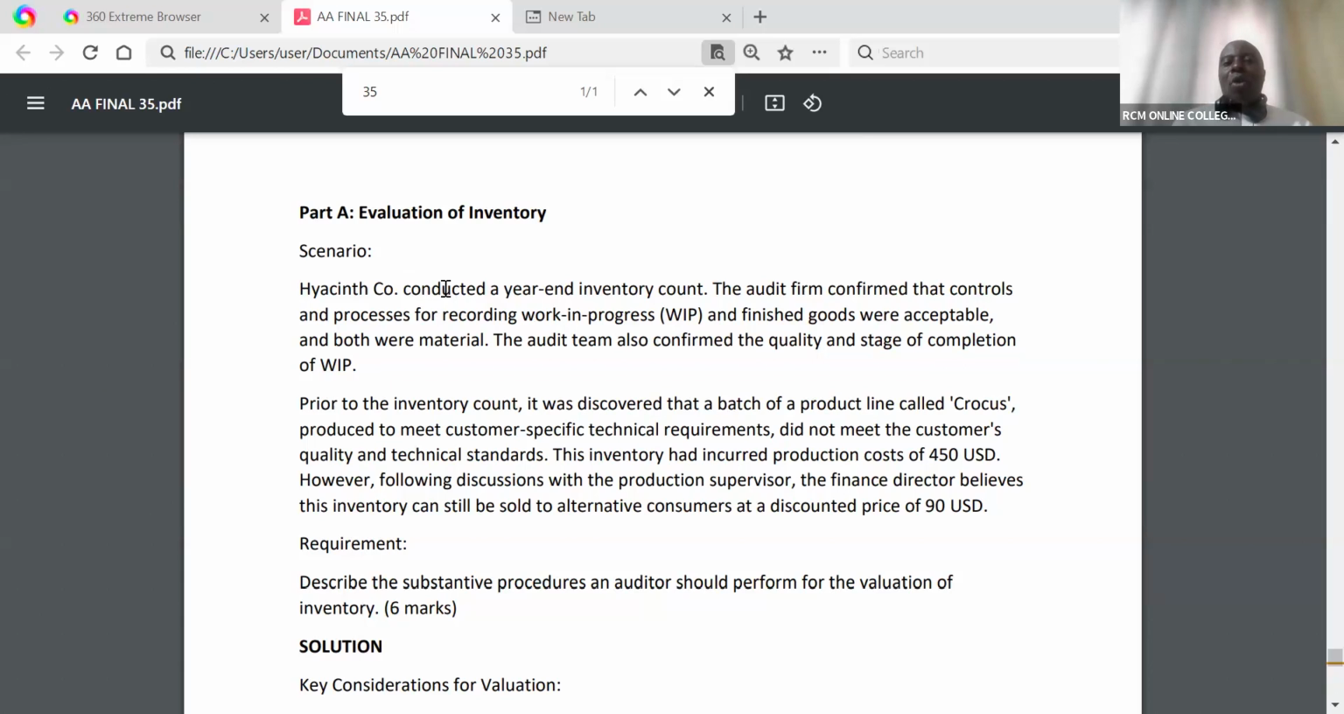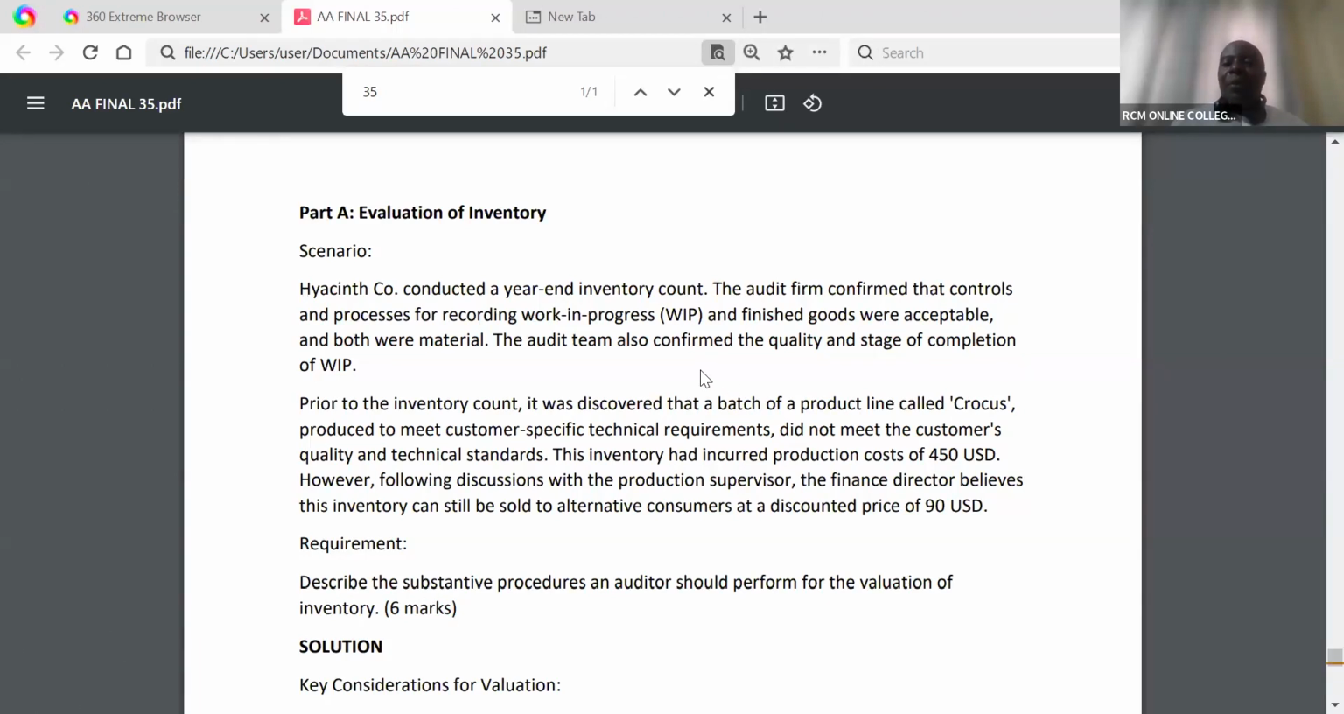Hyacinth Company conducted a year-end inventory count. The audit firm confirmed that controls and the processes for recording work in progress and the finished goods were acceptable. The audit firm, which is my audit firm, has confirmed that the controls here are working. So it means that for the items that the controls are working, I will not do substantive testing. So in this case here, nothing to do with work in progress. I'll be checking here.